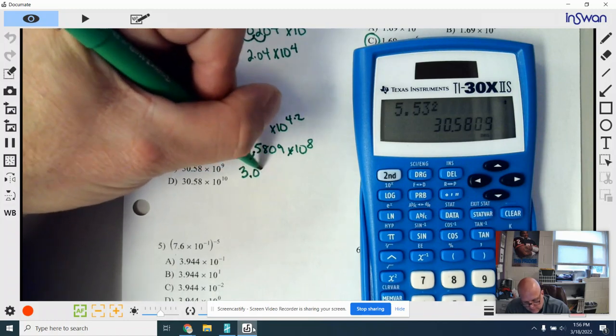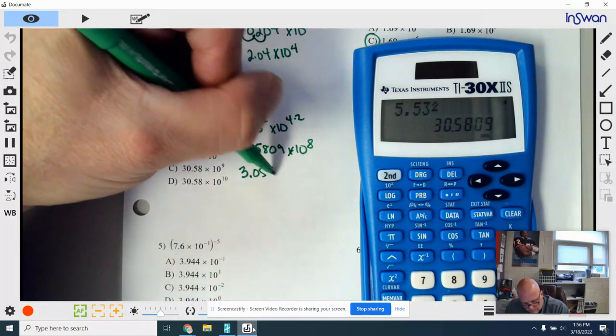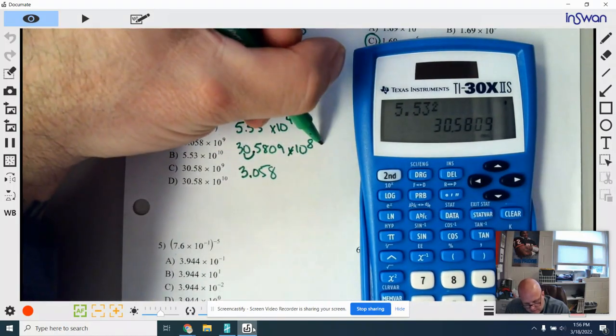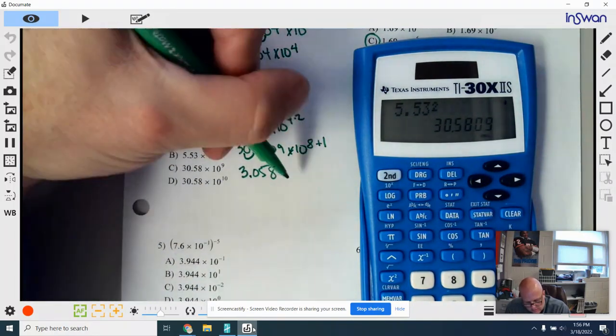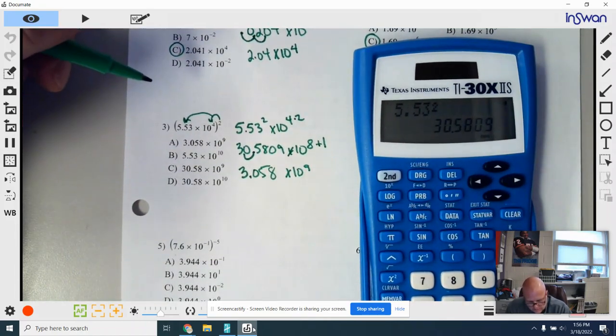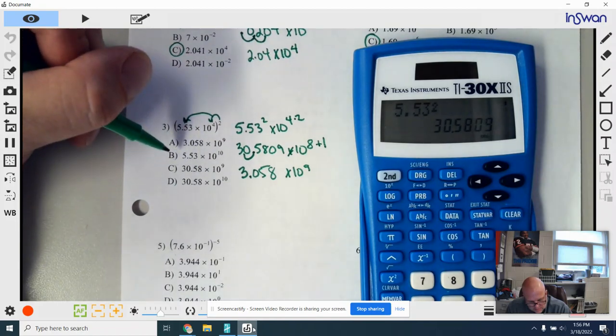So I'm going to say 3.05. If you look at all these, they only go up to the 8. Because I moved it 1 to the left, I need to add 1 onto my exponent. So that's times 10 to the 9th power. So 3.058 times 10 to the 9th power.